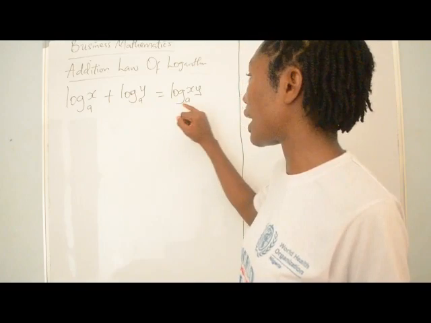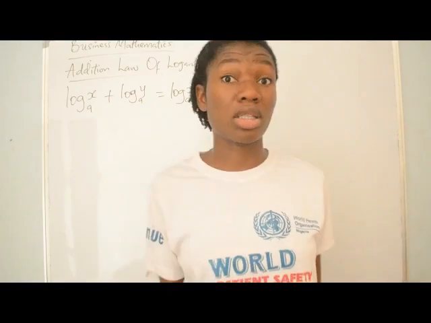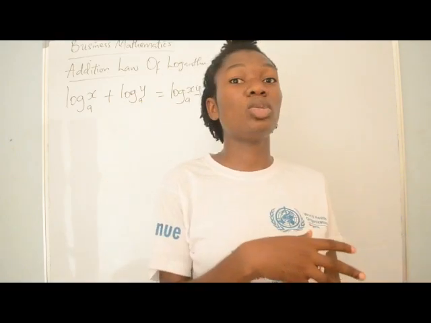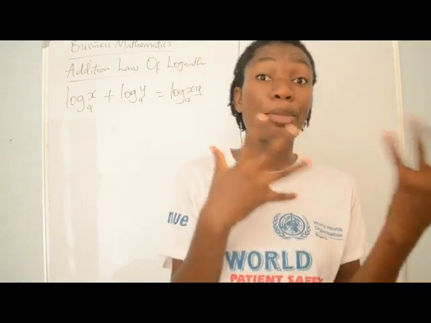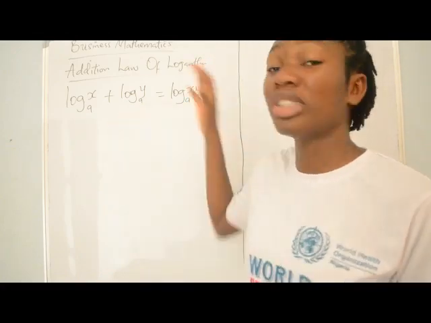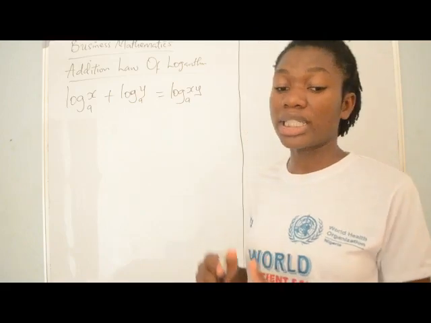So we are still maintaining our base, but we are multiplying our whole numbers, right? Like we just did in our indices where we add the powers when we are multiplying. But in this case, we are multiplying when we are adding. So we're going to be taking an example.